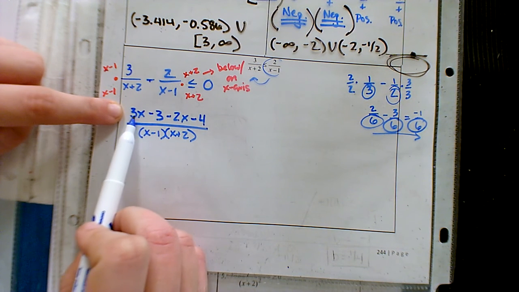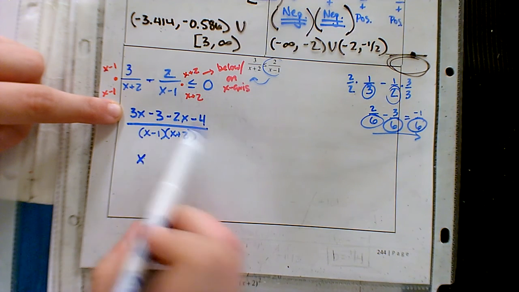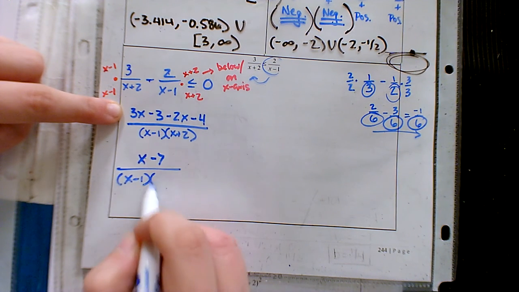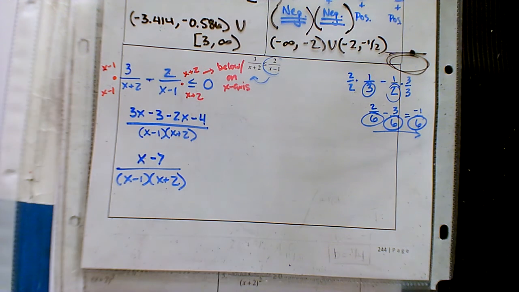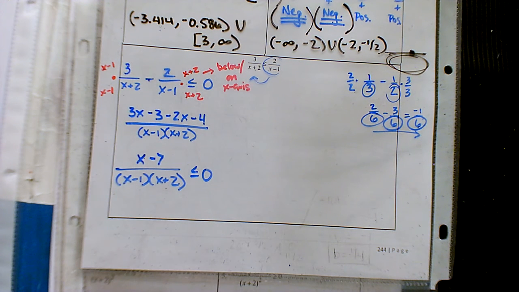We can combine some like terms. 3x minus 2x would be 1x, and then minus 3 minus 4 would be minus 7. All right, so here's our one fraction. We started with two separate ones, but after we subtracted and got a common denominator, here's our final fraction. And we want it to be less than or equal to 0. So now it looks exactly like the examples we were doing at the top of the page. One fraction compared to 0.